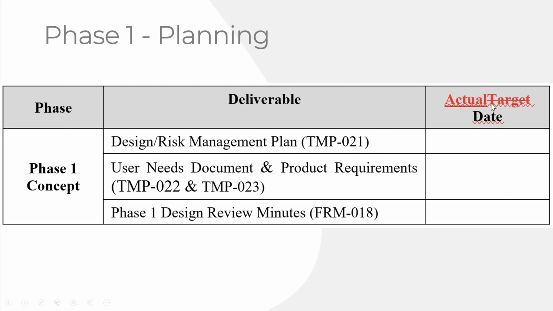Over here, as we go through each section, we're going to change it from target, so that's the target date for this, to the actual date. So as you go through each phase, after you complete it, you're going to update the template to indicate these were the actual dates that these occurred. And then we have a design review meeting minutes template that you fill in each time for a design review. You use the same template each time.